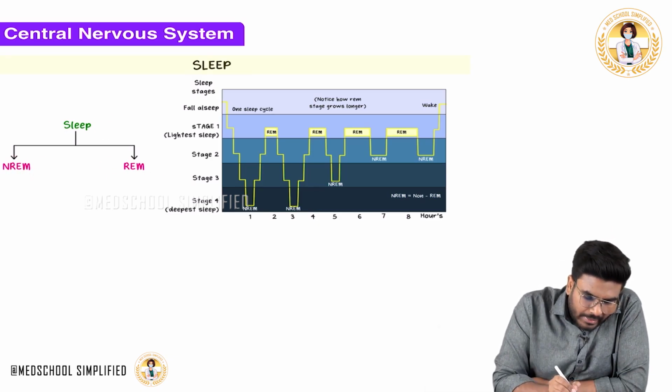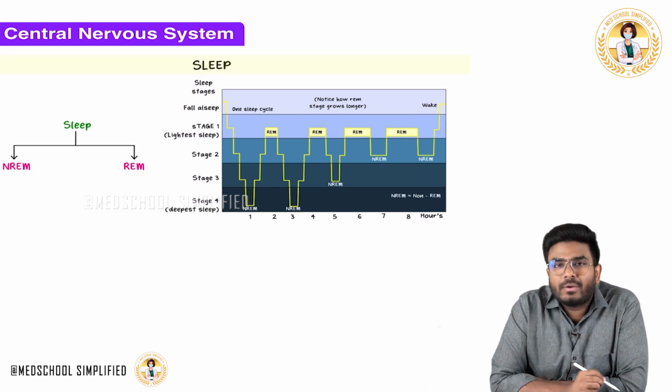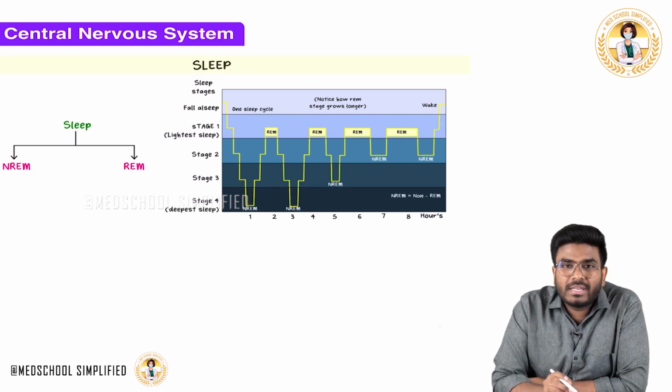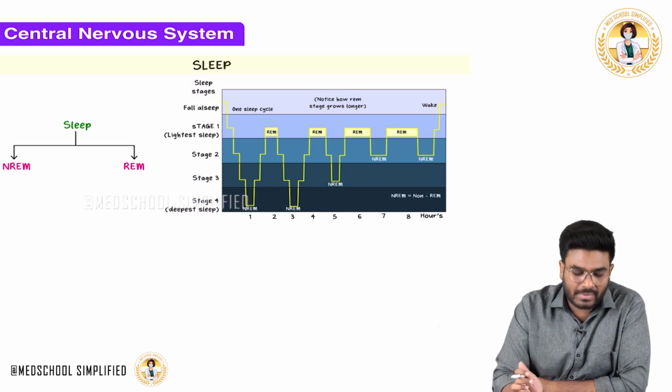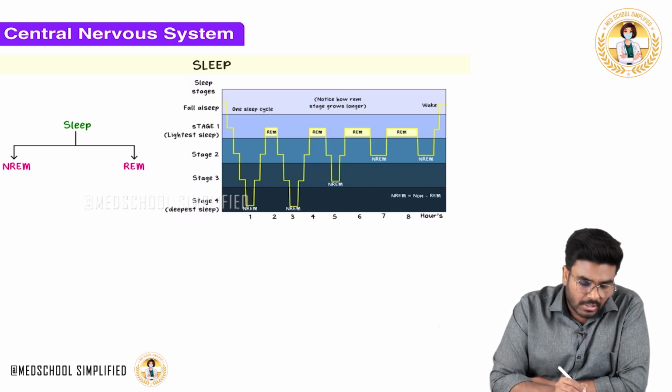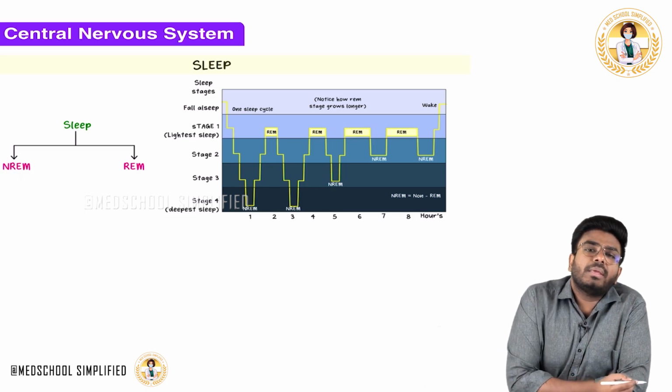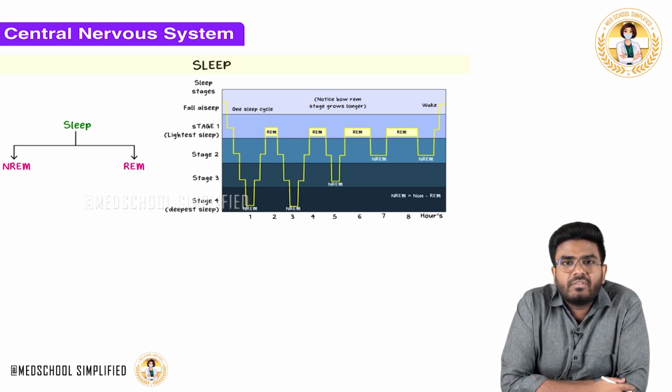So what is this REM? Rapid eye movement. In sleep, the eyes will move. There is one phase of sleep where the eyes will start to move. This is called the rapid eye movement phase, or REM sleep. And there is one more phase where there is no rapid eye movement. So tell me, sleep is divided into how many phases? Sleep is mainly divided into two phases, NREM as well as REM.